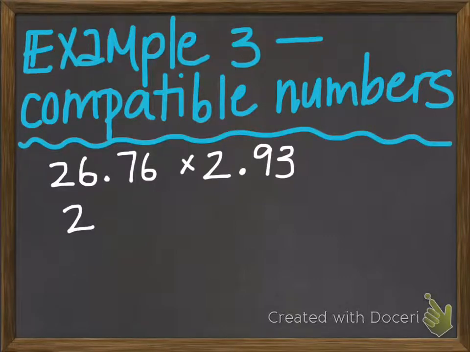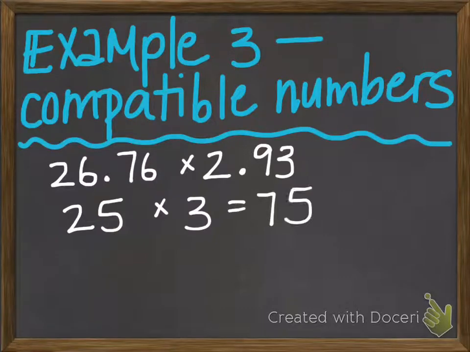In the first one, 26 is pretty close to 25, and the second term, 2 93/100, is pretty close to 3. So I'm going to do 25 times 3. This gets me 75. This means that 26 76/100 times 2 93/100 is approximately 75. This will be another great tool to use whenever we're multiplying and dividing decimals.